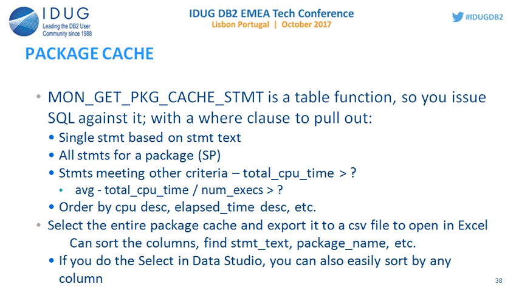With the package cache, since it's a table function, you can run SQL against it with WHERE clauses to pick out the top consumers by total CPU time, or you can calculate the average in your predicate, such as total elapsed time, activity time, or total CPU time divided by num execs. Or you can select the entire package cache and export it as a CSV file and open it in Excel, where you can sort and do finds based on statement text or package name.